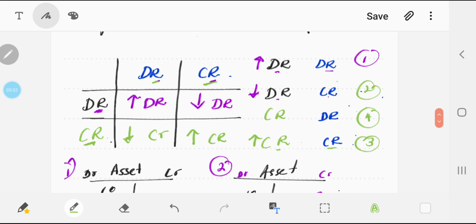Now we had concluded a debit and a debit will increase debit. A debit and a credit will reduce debit. A credit and a debit will reduce credit. A credit and a credit will increase credit.